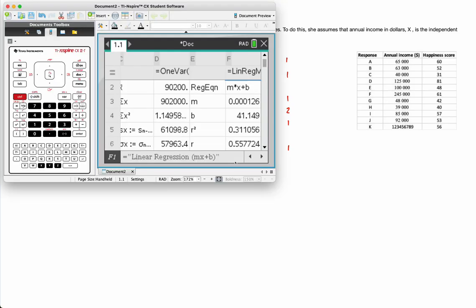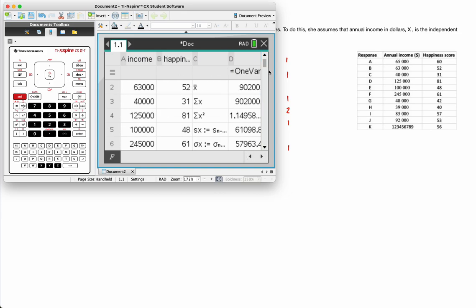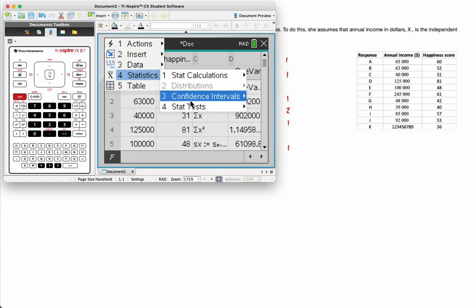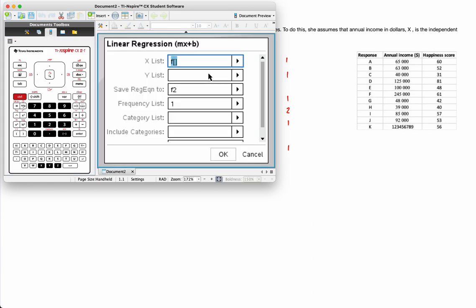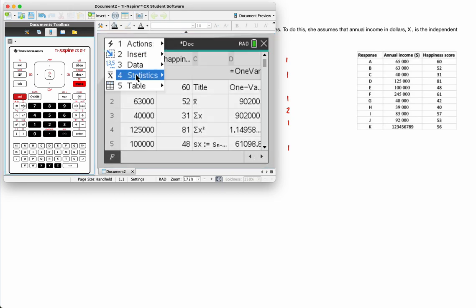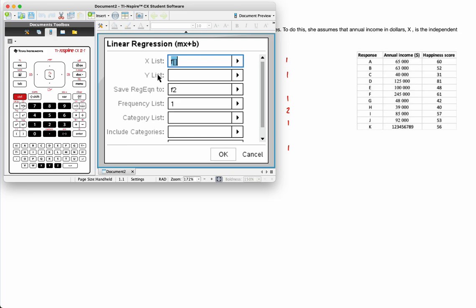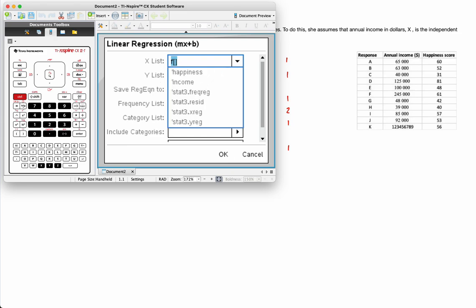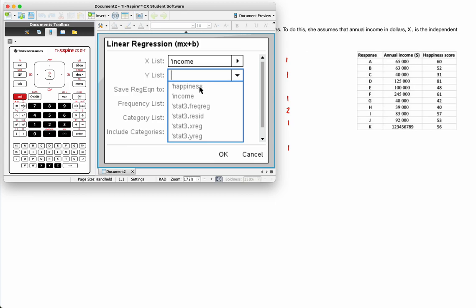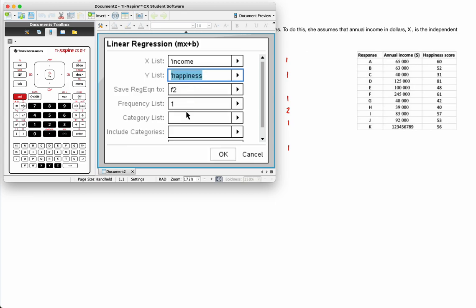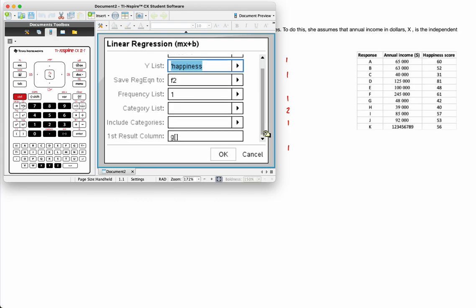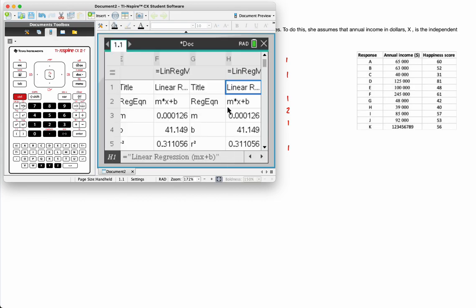Okay, so guys, hopefully it's still there. It is. When I go into my calculator, I'll do it again just in case you haven't watched the previous part, but I put in the data here. I've put in income and happiness, and I go menu, statistics, stat calculations, linear regression. The X list is income. The Y list is happiness. Note, I actually call them income and happiness, so it's clear what's going on. Save F2, that's fine. Results in there, okay.